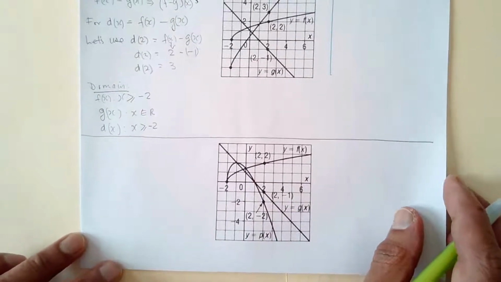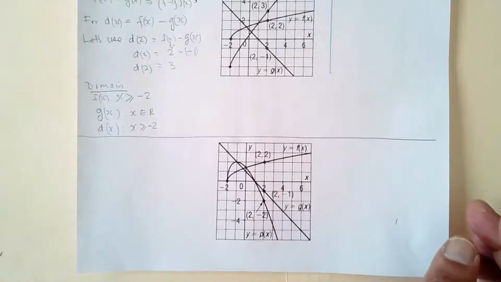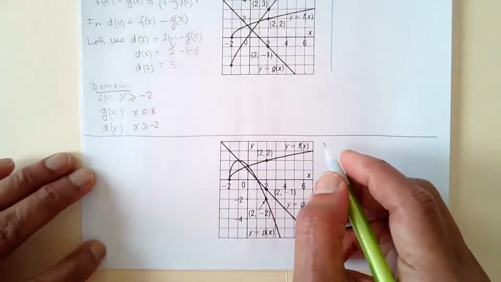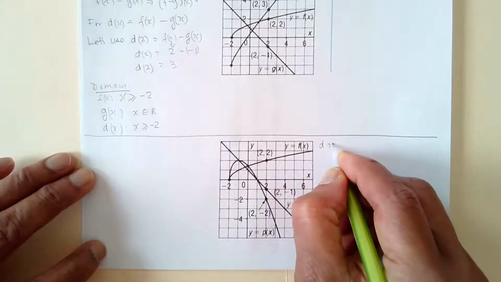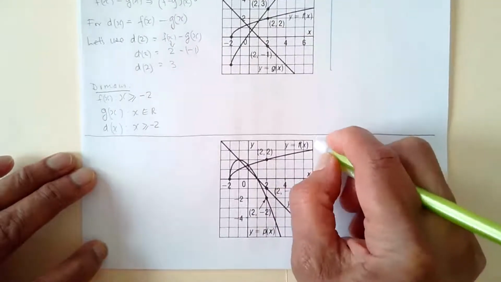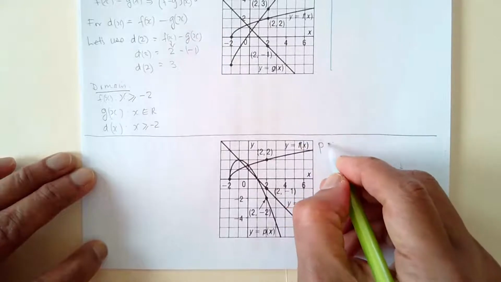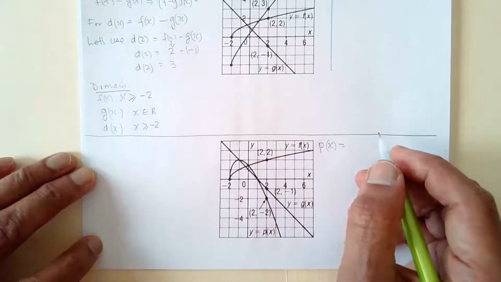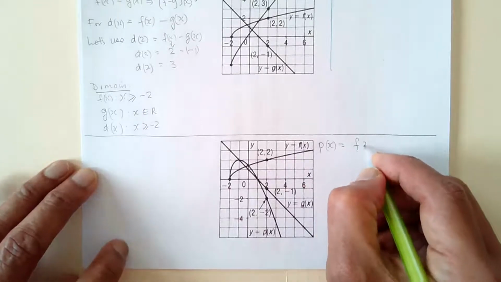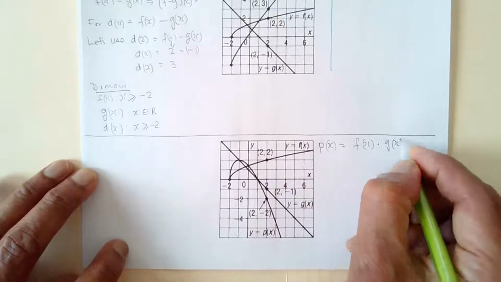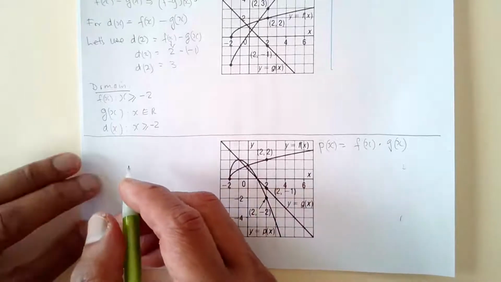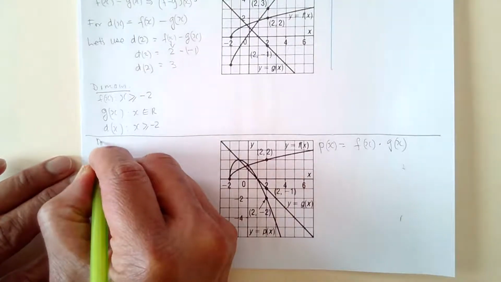So let's look at the third example here. We'll be looking at multiplying in this case. So this is p of x. P of x is equal to f of x times g of x. So, multiplying functions.